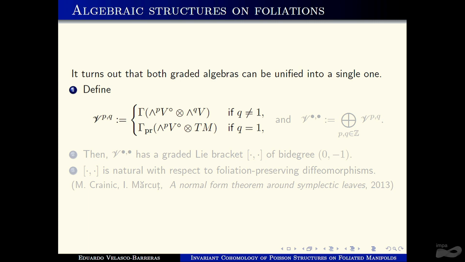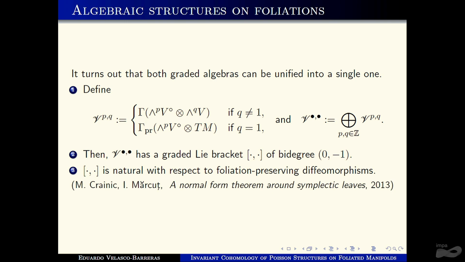For P and Q with Q different from 1, we define B_PQ by the space provided by the first B-graded Lie algebra. And when Q is equal to 1, we take the projectable vector valued forms. And here we take the sum, and we have a B-graded space, but it has a graded Lie bracket, and again, it's compatible with the B-grading of B-degree (0, -1). And also, it is natural with respect to foliation preserving diffeomorphisms. This bracket was introduced by Kolář and Michor in the context, again, of foliations induced by surjective submersions. But this bracket can also be defined in the context of any regular foliation.